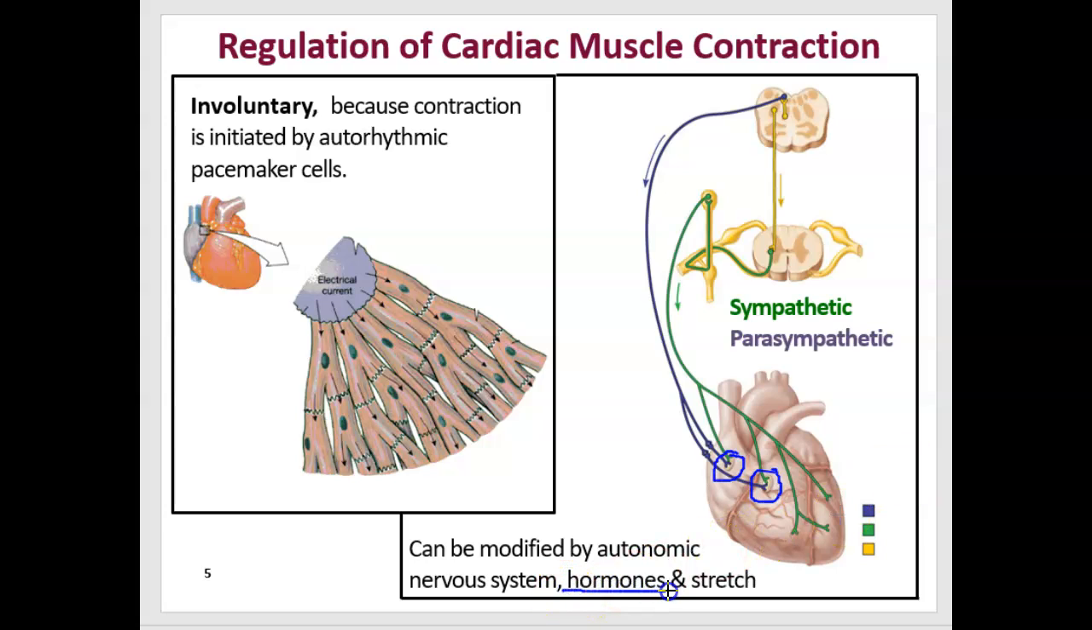There are hormones, like epinephrine, which is a hormone that will change the heart rate, and the degree of stretch changes the force. So the more blood that's pumped back into the heart, the greater the stretch on the wall of the heart and the greater the force of contraction. That's why physical activity is so important for keeping your heart healthy. You're returning blood back to the heart, stretching it just enough to increase its force of contraction.